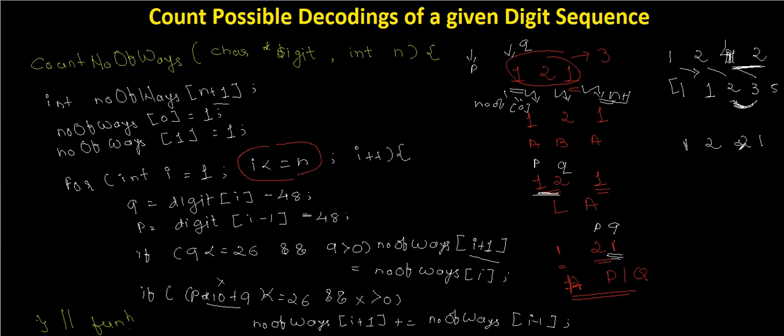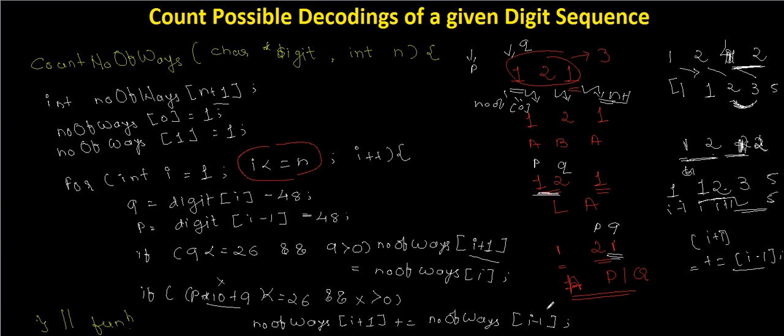So in this way, 1 can be stored into the next one way. 1, 2, both together can be stored into 1 plus 1, 2 way. So this is I minus 1, I and I plus 1th index. 2, 1 can be stored into 3 ways, which is 2 plus 1, 3. And 1, 2 can be stored into total 5 ways. So 3 plus 2, 5. Okay, so that's why we have taken condition is I plus 1 number of ways plus equal to I minus 1 with the previous index also. Got that? So this is the total number of ways.